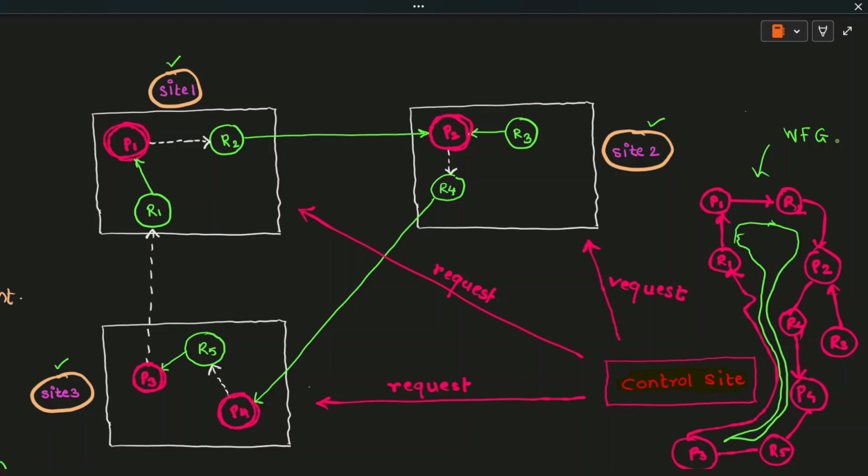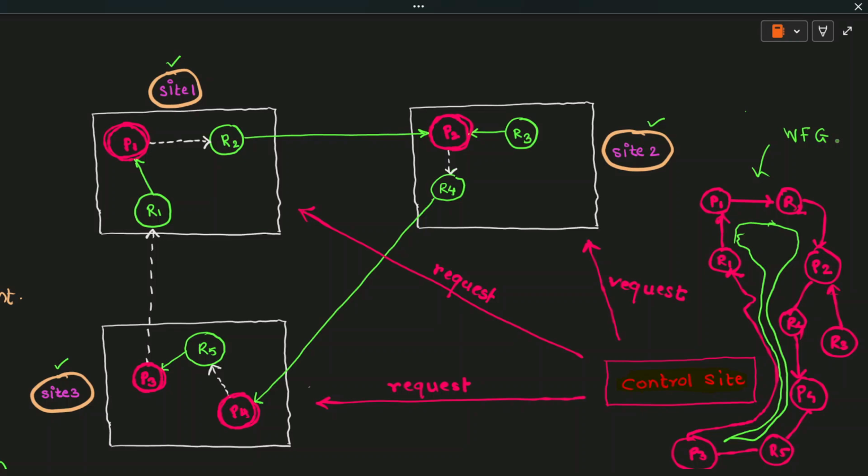At the end, we will summarize a few points. We can say that there are some advantages and disadvantages associated with the Ho-Ramamoorthy two-phase algorithm. In advantages, we can say that this algorithm is simple and easy to implement. A second advantage is that this algorithm is efficient for small systems where the number of processes and resources is less and there is less overhead of collecting and analyzing the information. So in a small environment, this algorithm will work.